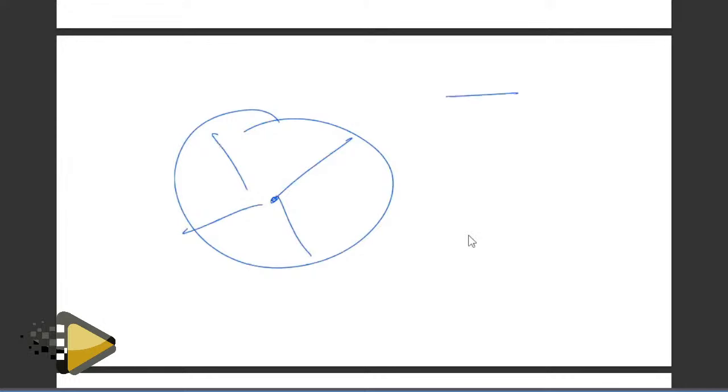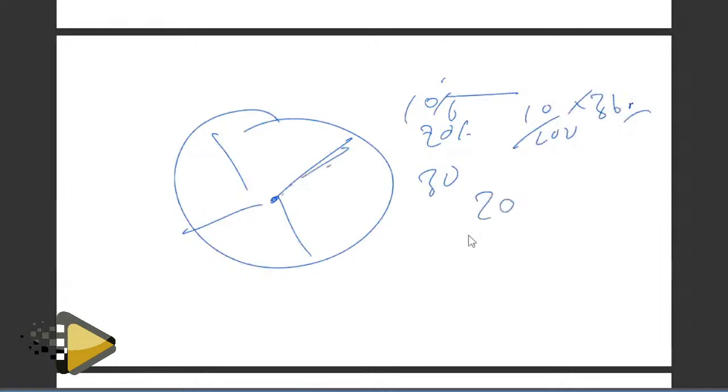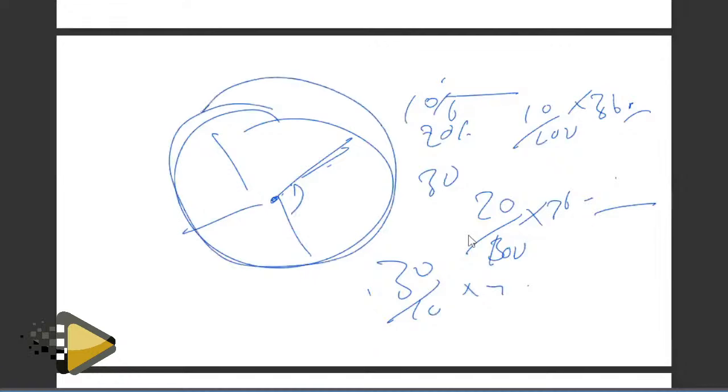If they give you 10%, 20%, 30%, since these are percentages, say 10 out of 100 times 360, then you get the degrees. Use the protractor and put them here. Then 20 out of 100 times 360, then you get the answer and plot. Then 30 out of 100 times 360, the same thing. Make sure you use a compass, not free hands, because we will cross it. Use a compass and a pencil to draw a nice circle.